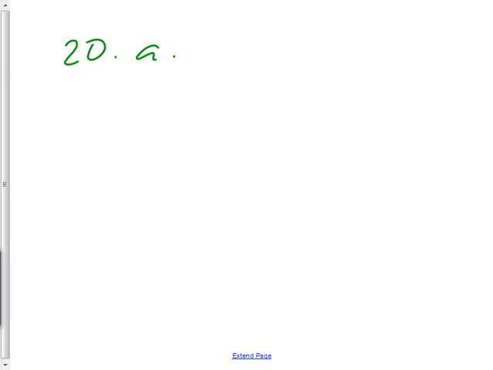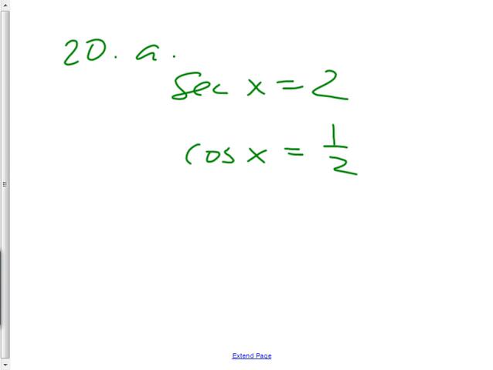Moving on, number 20, part A. Secant x equals 2. I don't like secant. I don't know how to draw a triangle for that, but I do know how to do one that's kind of close to it: cosine. So instead of secant x equals 2, I'm going to say cosine x is equal to what? Since secant is 1 over cosine, it's reminding me I need to just flip it over, right? So it's going to be 1/2. You know what I just did there? I just changed my problem so that it would work nicer.